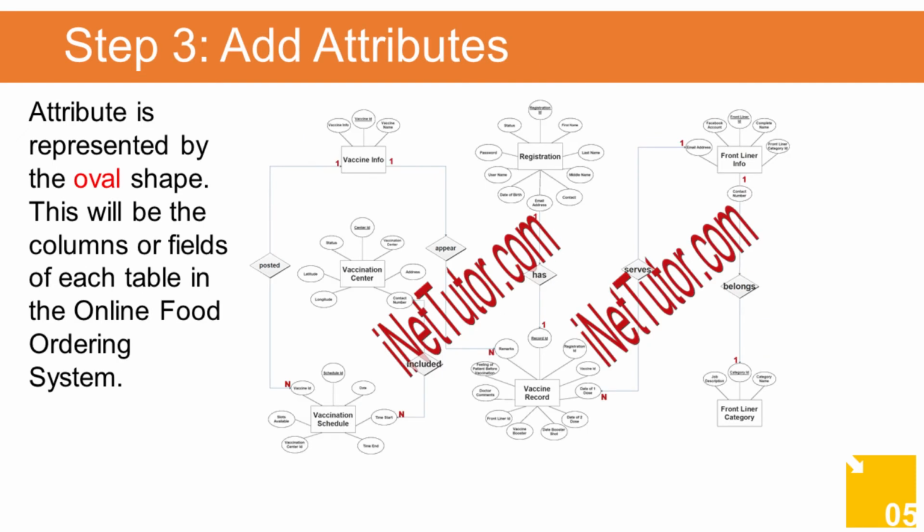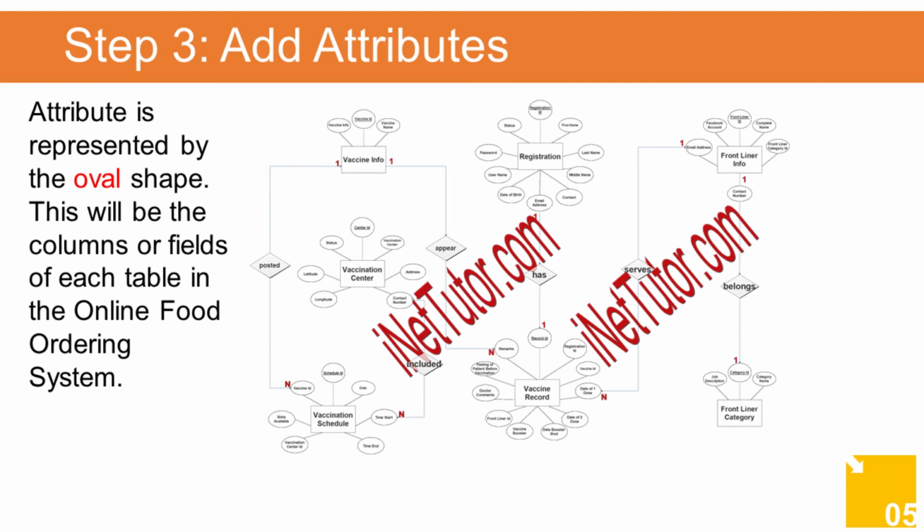Step 3. Add attributes. This will be the columns or fields of each table in the vaccine distribution system. The last part of the ERD process is to add attributes to our entities. Vaccine Info entity has the following attributes. Vaccine ID - primary key represented with underline, vaccine name. Vaccination Center entity has the following attributes. Center ID - primary key represented with underline, vaccination center address, contact number, longitude, latitude, status, open, closed.